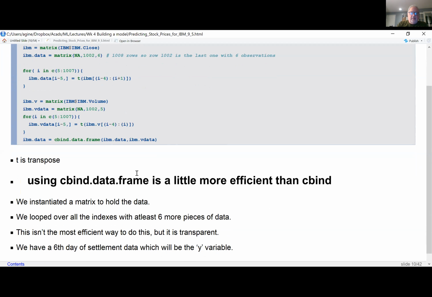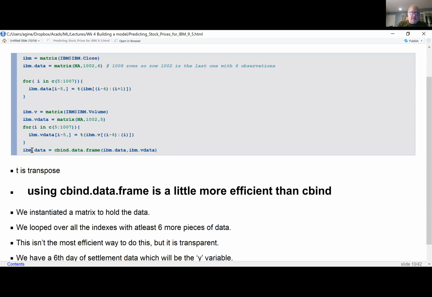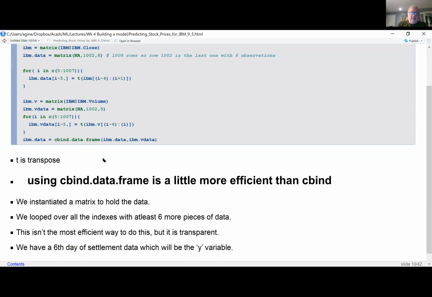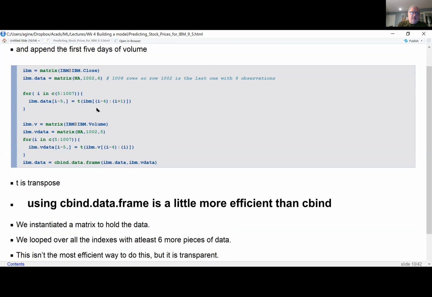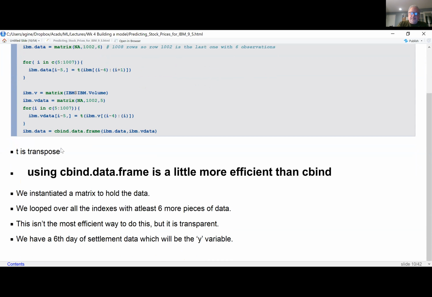I don't know why that came out boldface, but the last thing is I bind the 2 data frames to create a new data frame just called IBM.data. And if you use cbind.data.frame, it's quicker than using just cbind. So I think I've covered everything. We get our data, and we just put it all in a big matrix with 11 columns.